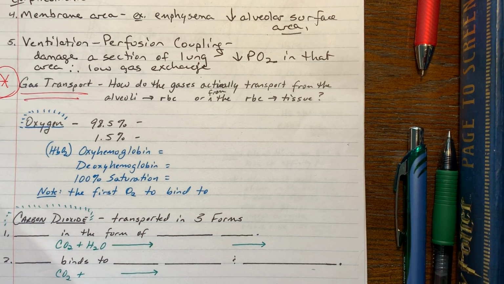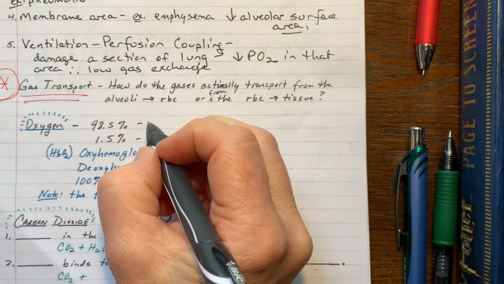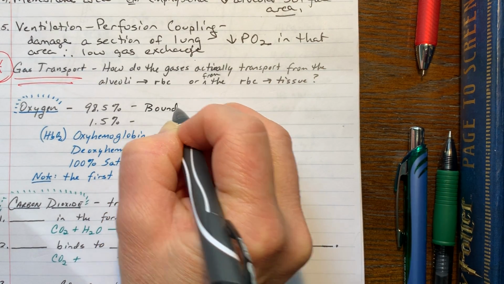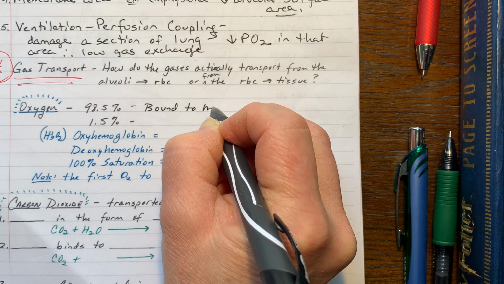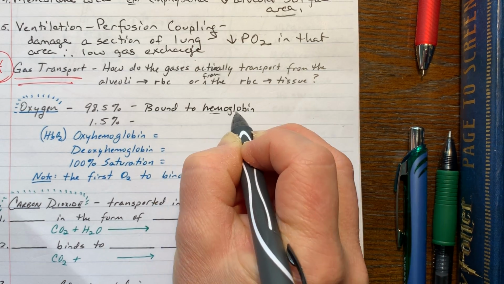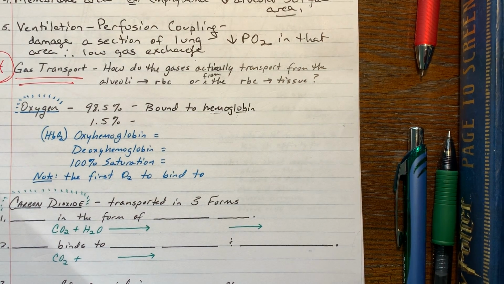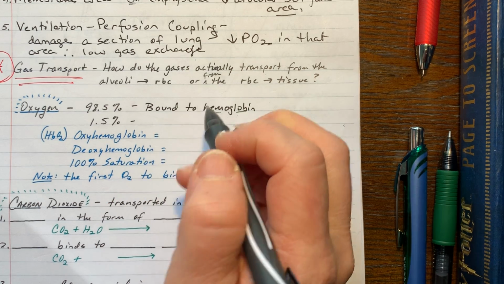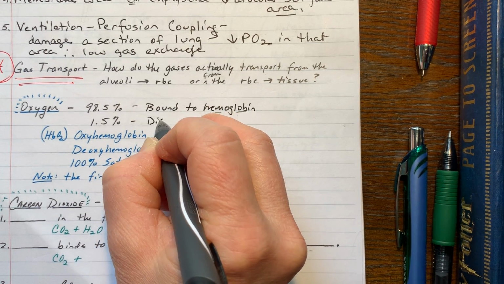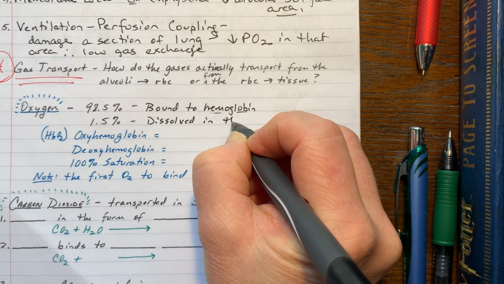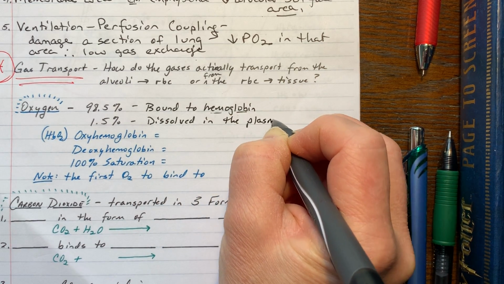So, first of all, you pretty much know about oxygen already. 98.5% of oxygen is bound to hemoglobin. So we know that the hemoglobin on the red blood cells carries the oxygen. 1.5% is dissolved in the plasma. Okay?